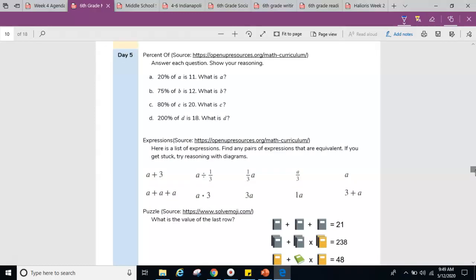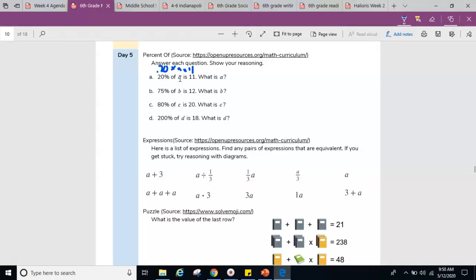Moving on to day 5. Percent of 20% of A is 11. What is A? We did this in April. Make your equations. 20%, changing this to a decimal. 20% of A is 0.20 times A, so 0.20 times A equals 11, and you're going to solve that by getting A by itself. So you're going to want to divide by 0.20. So 11 divided by 0.20 is something, and that's what you're going to do.